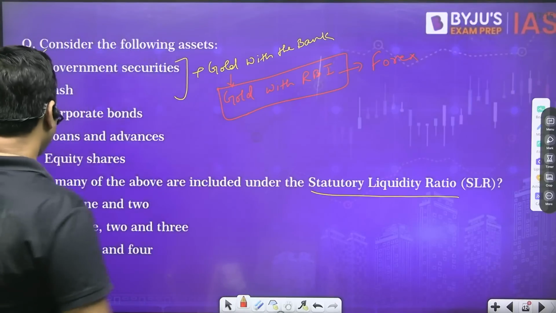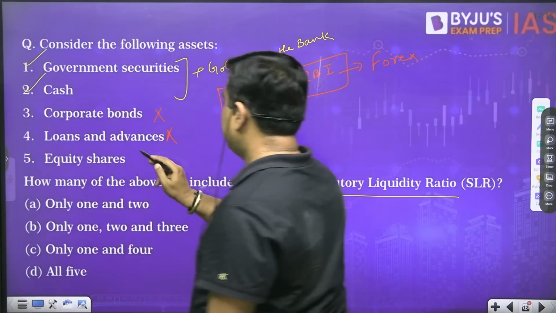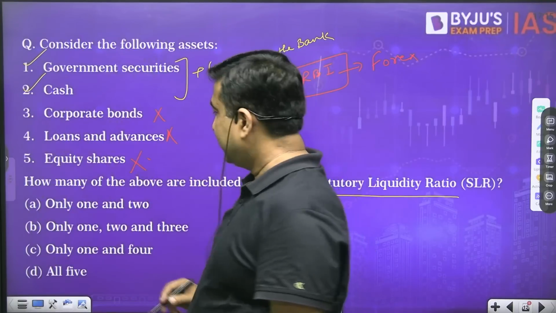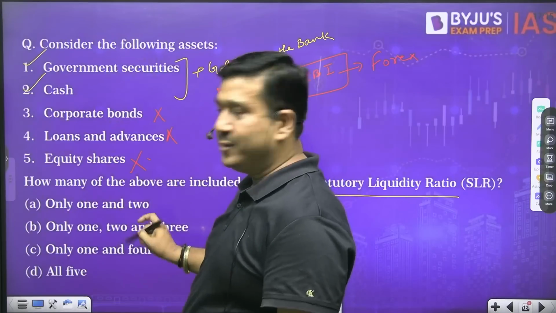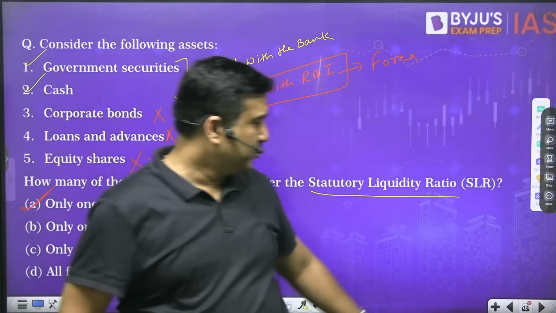So that way, third option, fourth option and fifth option, these are incorrect. Correct answer is only 1 and 2. A is correct answer. Now let us move to another question.